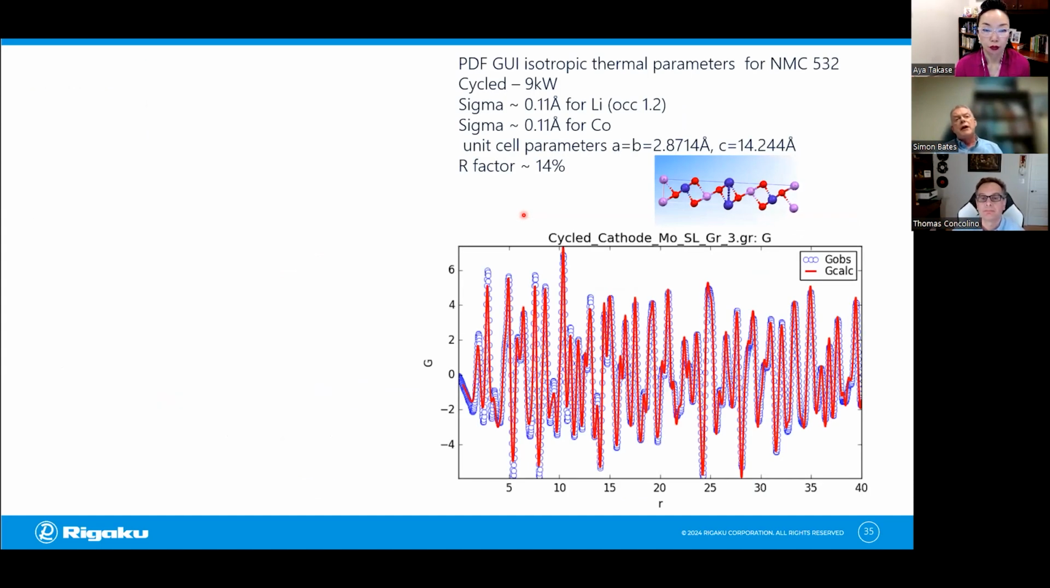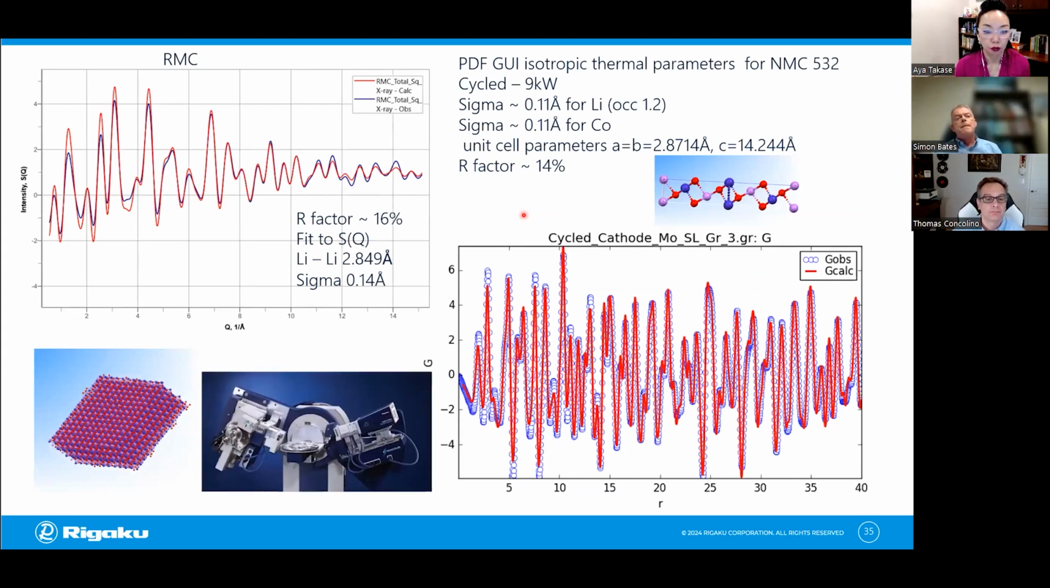And we can now move on to the second set of measurements. These were done with a SmartLab 9 kilowatt, also working with molybdenum radiation, just to show you we can do the analysis on different instruments, different configurations, different wavelengths.